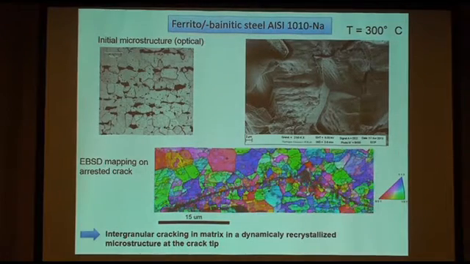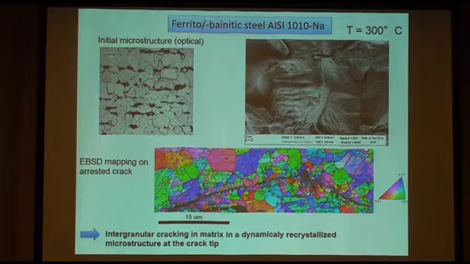Another concern that we had to take into account, we tested this ferrito-bainitic steel. It's an iron carbon steel in contact with sodium. So the initial microstructure is a mixture of ferrite grains with bainite plates. And the fracture surface is rather interesting. You have very clear evidence of intergranular cracking, but also all these areas which look like sort of ductile or some sort of very strange fracture surface.